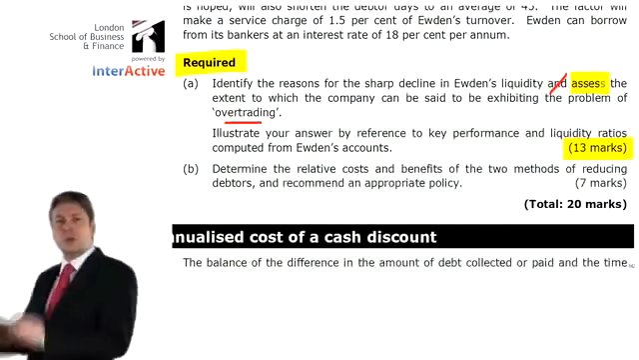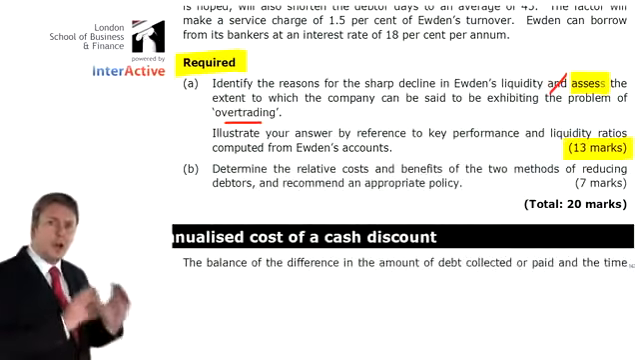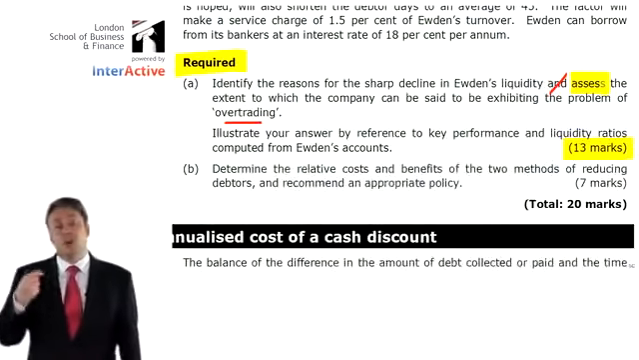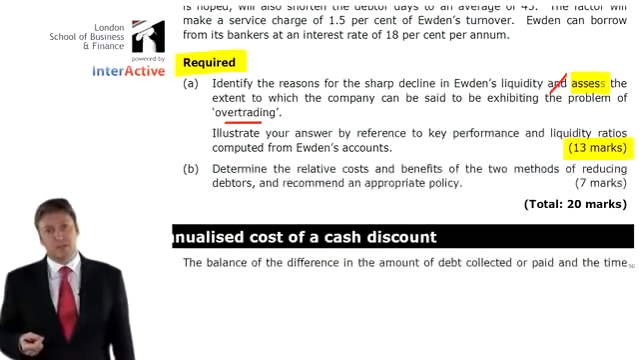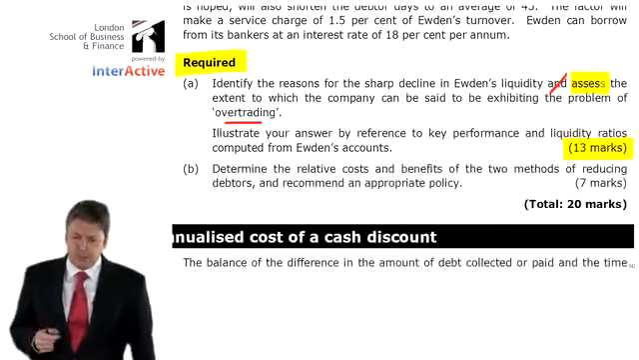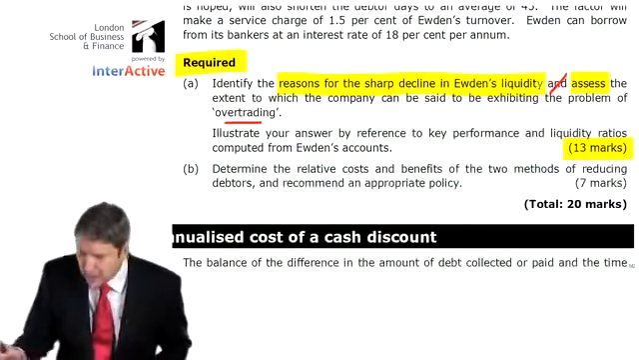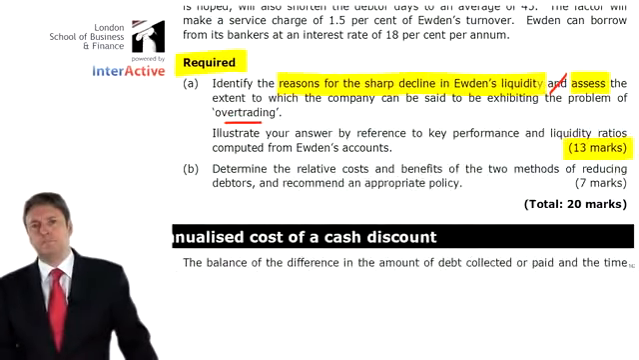But my view is that they are wholly separate in every way. On the one hand, where's the money gone? On the other hand, are we overtrading? And if you don't separate them out, you're only going to get so many marks. So shall we look at the first one first? Reasons for the sharp decline in Uden's liquidity.